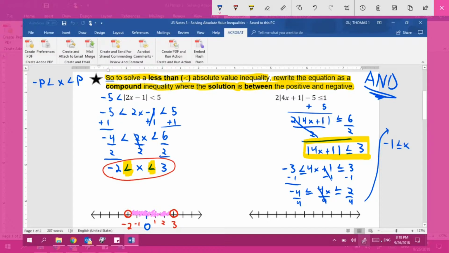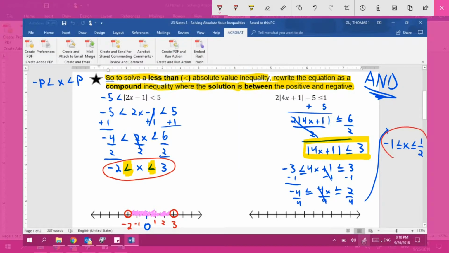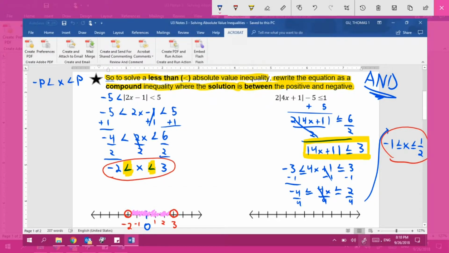And then less than or equal to. What is 2 divided by 4? That's 1/2. And so my answer is right here. Negative 1 is less than or equal to x, which is less than or equal to 1/2. So let's graph this. So here, let's put the 0 right here. And we've got negative 1. So that's going to be negative 1 right here. And then let's just put 1 right here.